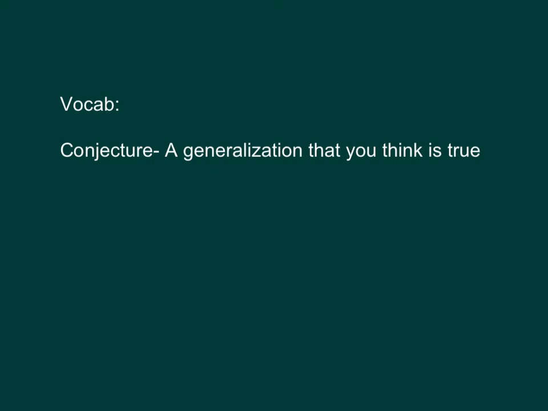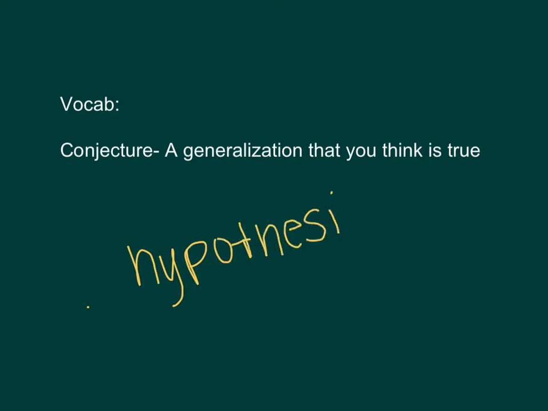So I want to make a connection here to something we talk about in science a lot, which is hypothesis. Because a conjecture is very similar to a hypothesis. So we're making an educated guess. We're making a guess based on facts that we have, based on something we think is true.